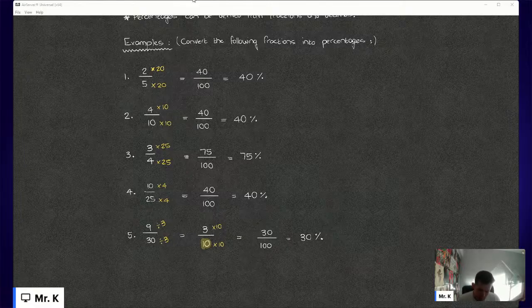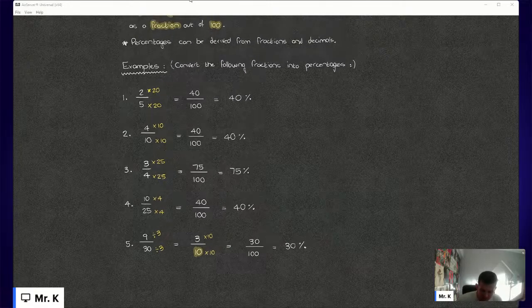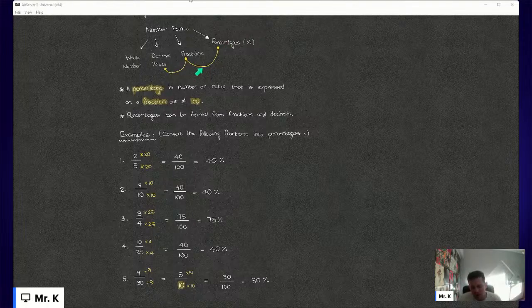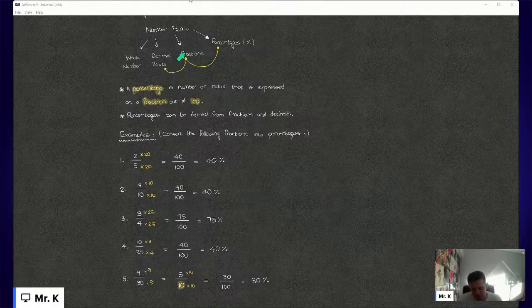All right. So guys, this is how we convert fractions into percentages. But like we said at the beginning of this lesson, grade 7s, there are more connections between the other number forms. So yes, we have to be able to change fractions into percentages, but we also have to be able to change decimals into percentages.